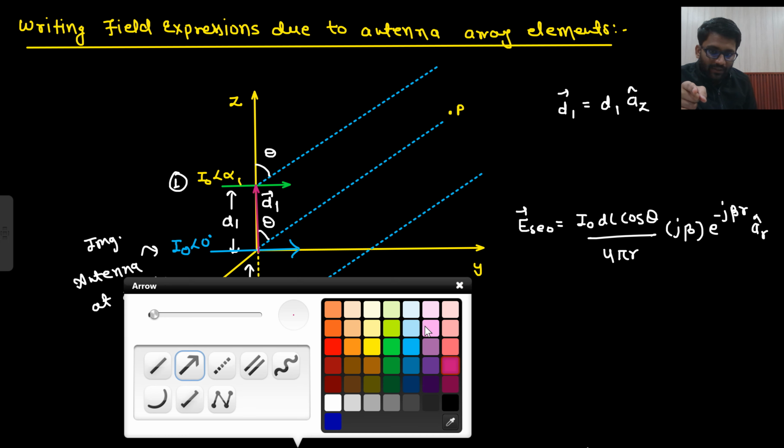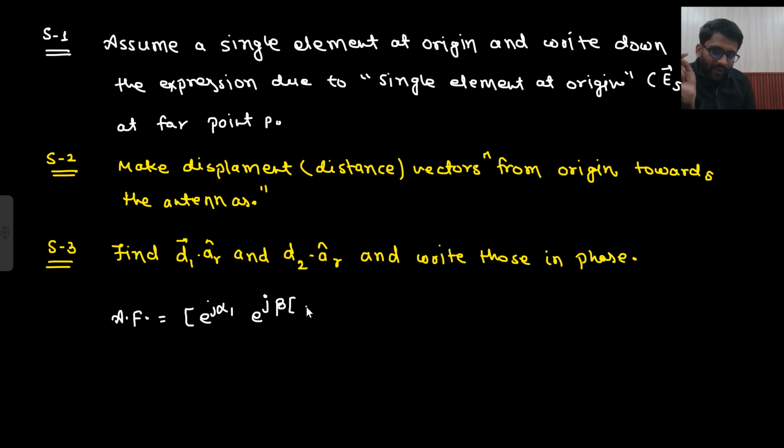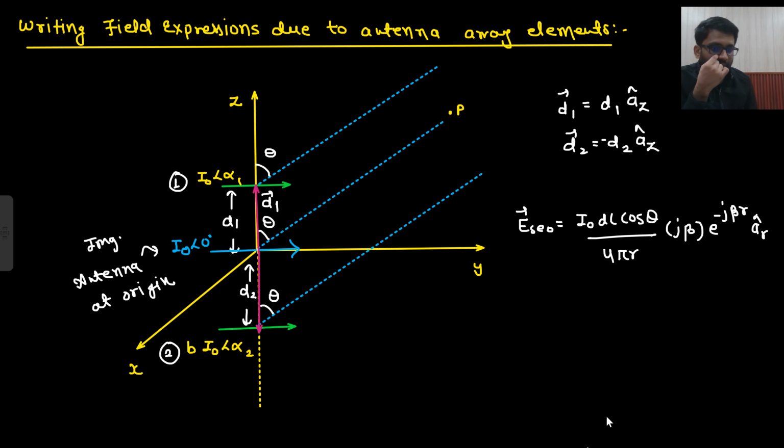And from the origin towards antenna 2 as well I will draw a vector. This is your d2 vector. Now what is your d2 vector? D2 vector is d2 and having a direction of minus a z cap, right? So what I have drawn, this d1 vector, is coming because of antenna 1. So here what I am going to write down is d1 vector dot A R cap. Which A R cap? What is A R cap? This is your A R cap.